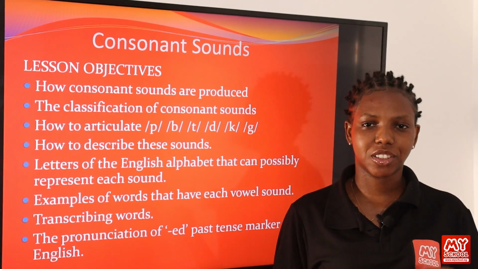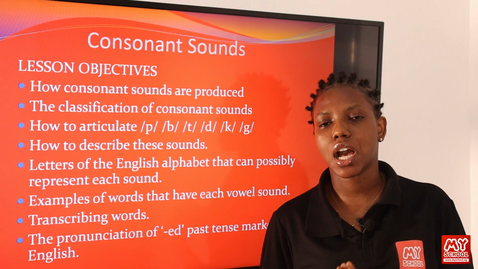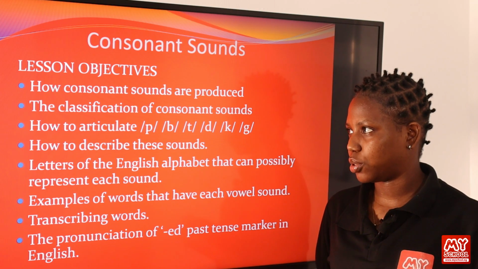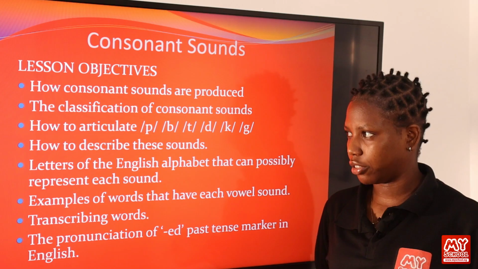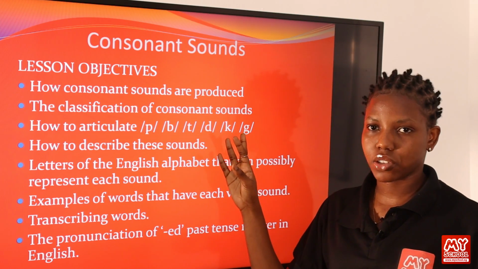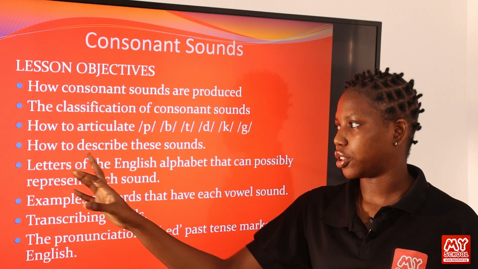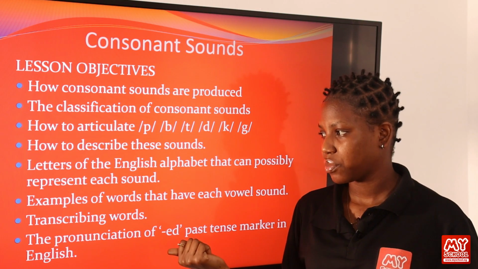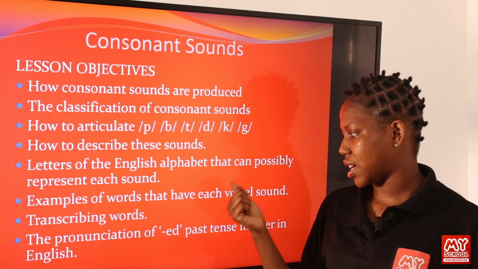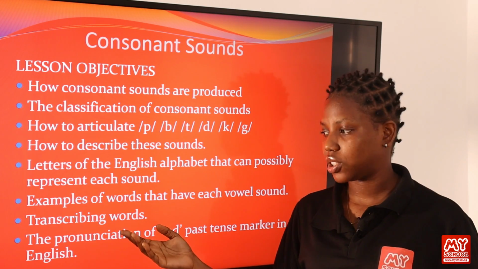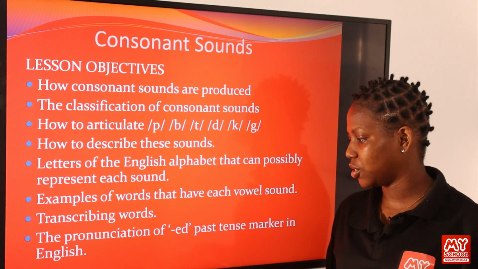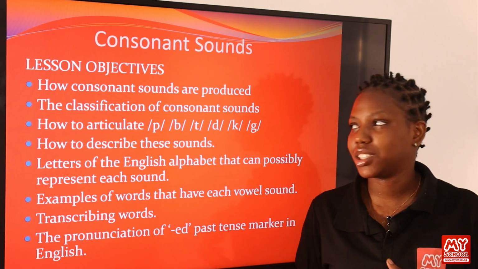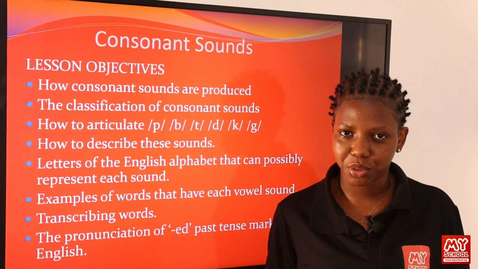Do not forget today's topic is consonant sounds, okay? And these are the objectives for today's lesson. So there's a lot to do today. We'll learn how consonant sounds are produced. We'll learn the classification of consonant sounds. Then we'll focus on these 6 consonant sounds. Then we'll learn how to describe these sounds. We'll learn the letters of the English alphabet that can possibly represent each sound. Then we'll list examples of words that have each sound. We'll transcribe these words. And lastly, we'll take a look at the pronunciation of the ed past tense marker in the English language. Okay? So let's start with the first objective, which is how consonant sounds are produced.